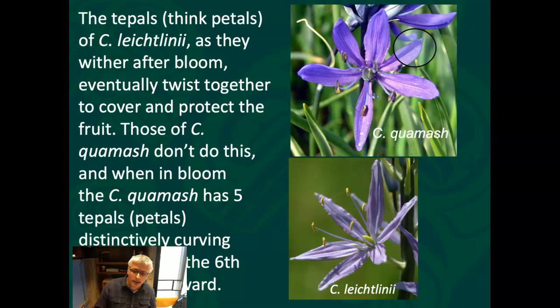And to identify the differences, you really need to have the flowering stage, that the tepals on Quamash, the common camas, curve downward, and on the giant camas they all kind of curve upward. And so the giant camas, when the flower dies, the petals come and cover the seed, where in Quamash they kind of fall away. So it takes a bit to tell the difference between the 2. Actually, on campus we have a fair amount of Leichtlinii, the giant camas.